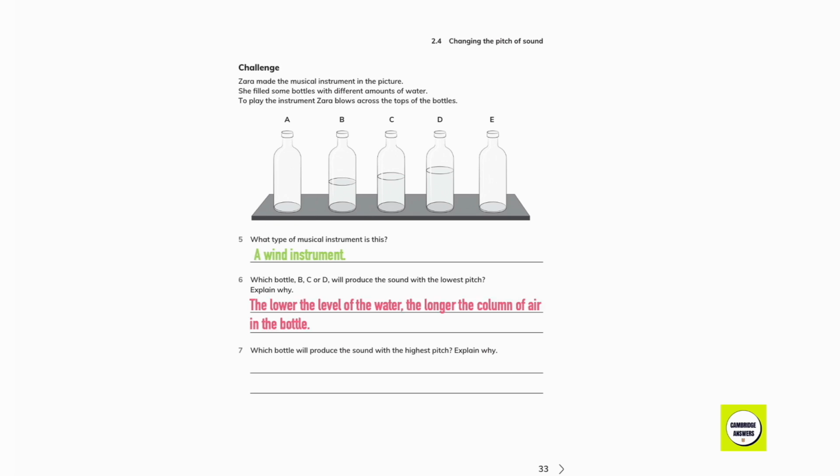Which bottle, B, C, or D, will produce the sound with the lowest pitch? Explain why. The lower the level of water, the longer the column of air in the bottle. Which bottle will produce the sound with the highest pitch? Explain why. The higher the level of the water, the shorter the column of air in the bottle.